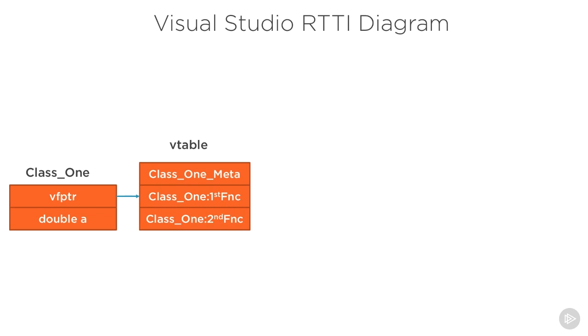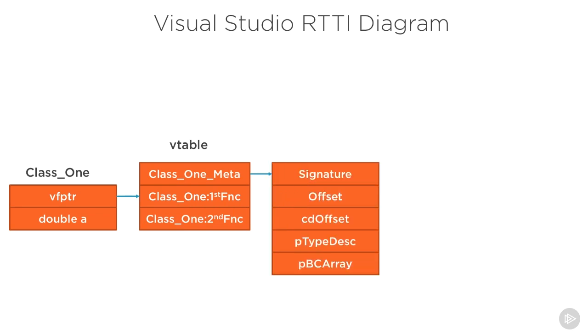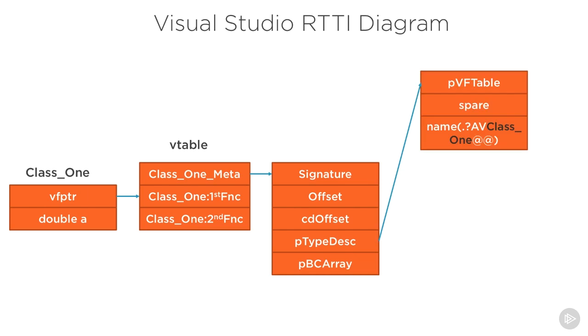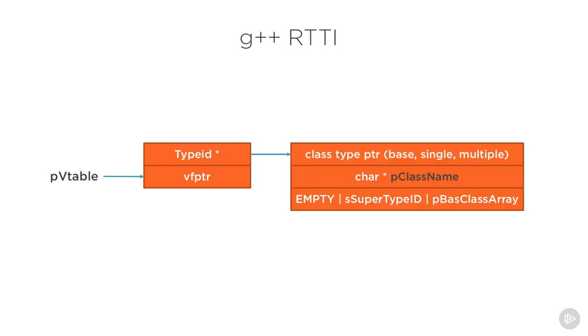Here's a Visual Studio RTTI diagram. Here we have a class with a vtable pointer and a member A, and we point to the first function here, and one function above that is the RTTI pointer, which points to a number of different properties, the signature, offset, all of these different things that you don't need to know a whole lot about for now, but the type description actually points to the area where the original class name is stored. The G++ structure is even simpler. We have a vtable pointer, and above that we have a pointer to our RTTI structure, and in there is a pointer to the class name.